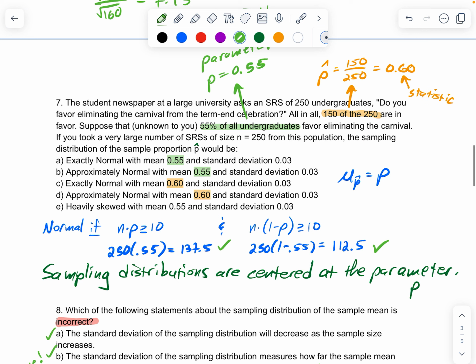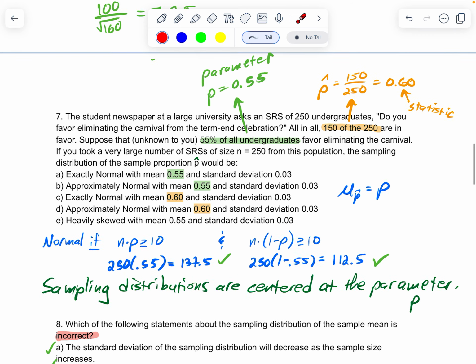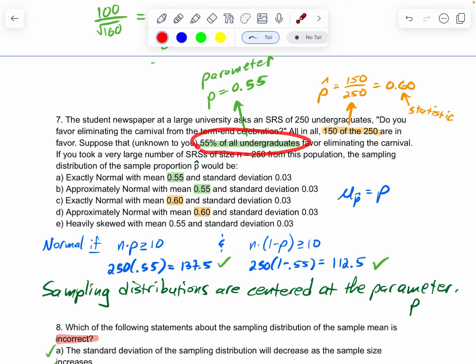Number 7. A large university takes a sample of 250 people and asks them whether they favor eliminating the carnival. In the sample, 150 of the 250 were in favor. So this information here is a statistic. It came from a sample. If you divide it, you get 0.60, which does happen to be these two numbers down here, so keep that in mind. The 55% here is all the undergrads, so that's a parameter.